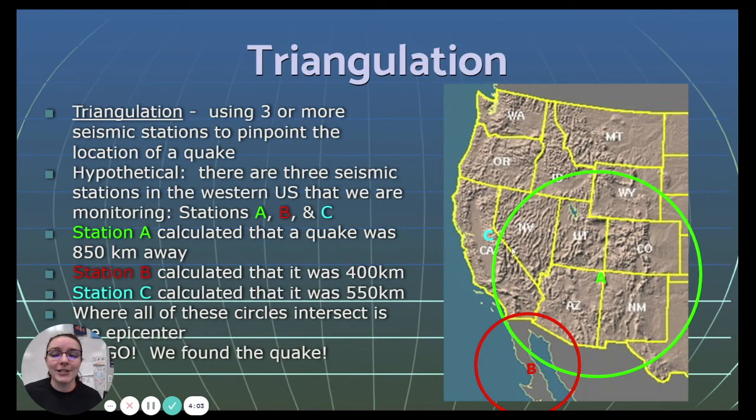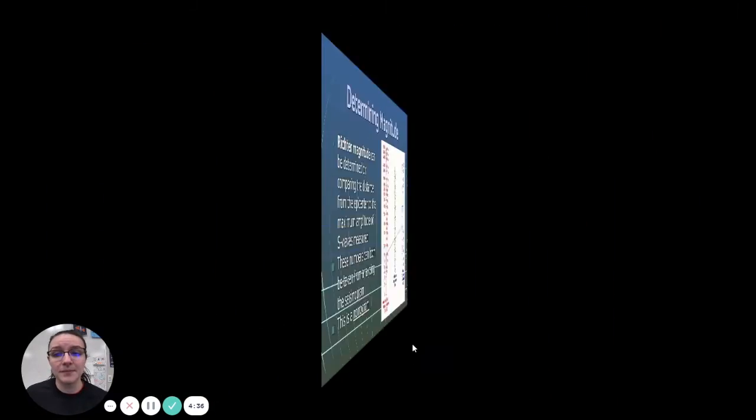So I'm going to look at a third station, station C, and I found that it was 550 kilometers away from station C. So I draw a circle around C, and now I can see all three of those circles intersect in one spot. There's only 1 point that is the correct distance away from each seismic station, each recording station, and boom, there it is. That is where the earthquake happened. So that can tell me where it was just by looking at these seismograms.